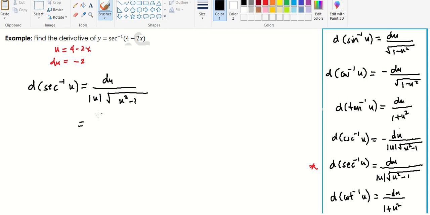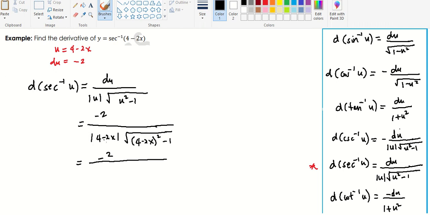So our du here is negative 2. And our absolute value of u is 4 minus 2x. Square root of, what is our u? 4 minus 2x again, squared minus 1. So this would be negative 2 over the absolute value of 4 minus 2x.